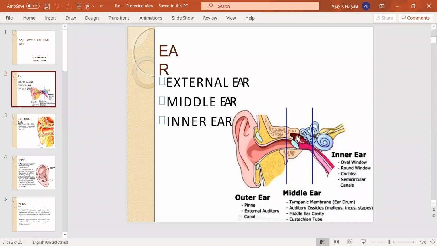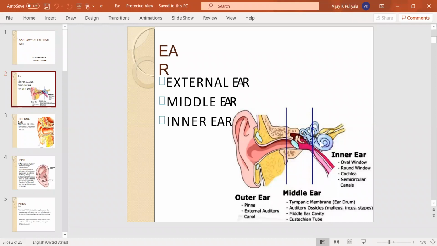The middle ear is a bony cavity which is present in the petrous part of the temporal bone. It is lined by mucous membrane and filled with air. The contents within the middle ear are the ossicles and the muscles. What is the function of the middle ear? It intensifies the force of sound vibration. That is the function of the middle ear.